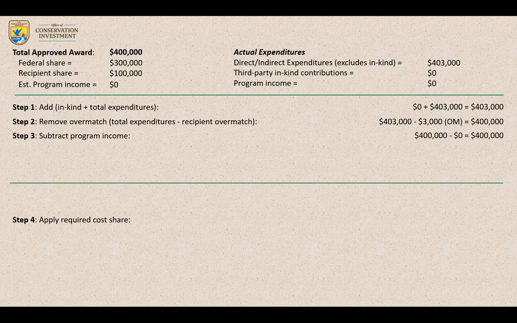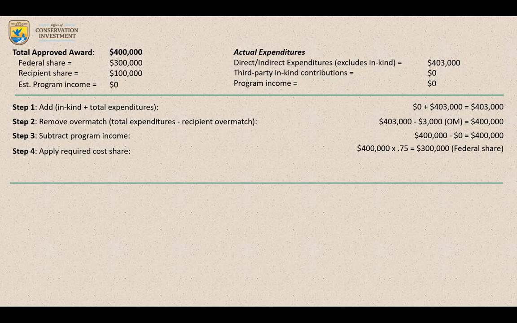In Step 4, the recipient calculates the federal share of expenditures by multiplying the adjusted outlays by the award federal and cost share percentages. The federal share of the award is 75%, and the recipient has a mandatory 25% cost-sharing requirement. To determine the federal share of expenditures, the recipient multiplies the adjusted outlays from Step 3 by 0.75.